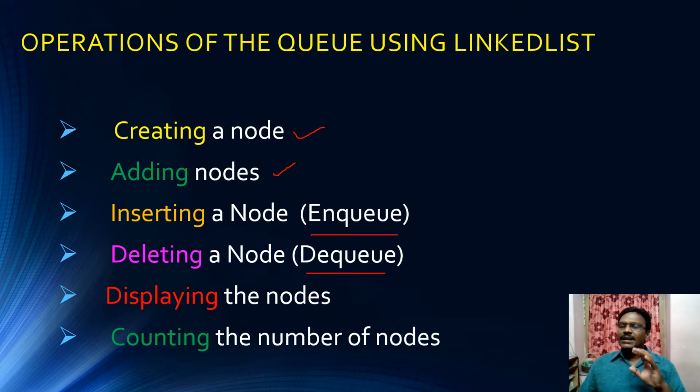Displaying nodes means displaying the existing queue values. Counting is used for counting the existing nodes, the number of values in the queue. These are the operations. The same operations are used with arrays. Only creating and adding nodes differ; the remaining enqueue, dequeue, displaying and counting are the same.